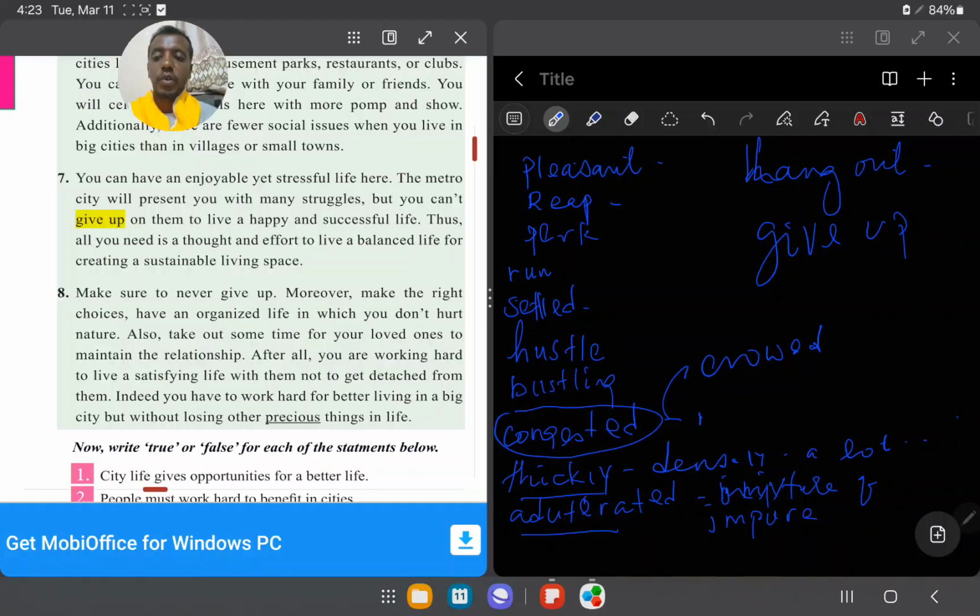Moreover, make the right choice. You have organized a life in which you can't hurt nature. Also, take out some time for your loved ones to maintain the relationship. But in city life, people struggle to lead a successful life. You can work like a machine, yeah, but don't forget to give time to your loved ones.